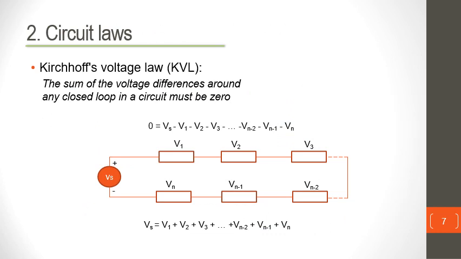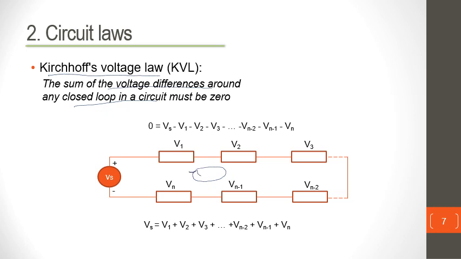Now coming to circuit laws, one of the main circuit laws that we can use for analysis of our circuits is called Kirchhoff's voltage law, the KVL. What the KVL simply says is that for a circuit, the sum of voltage differences around any closed loop in a circuit must be zero. So this is an example of a closed loop or a circuit.